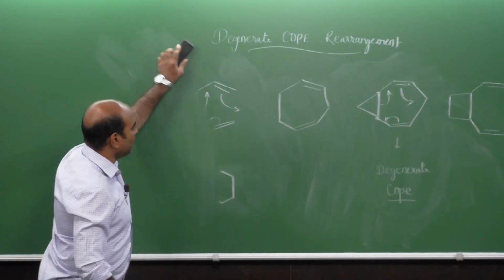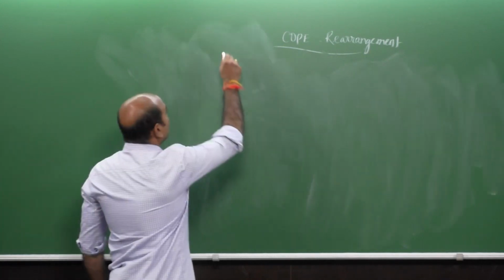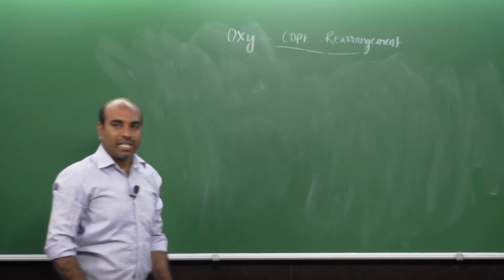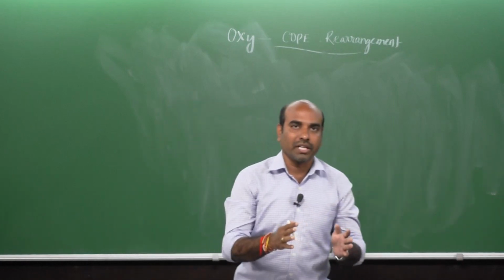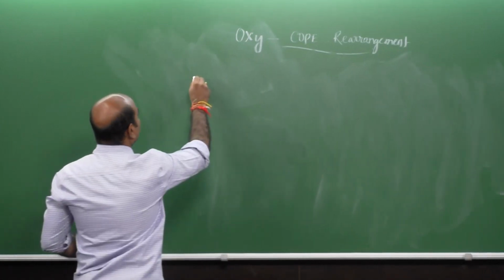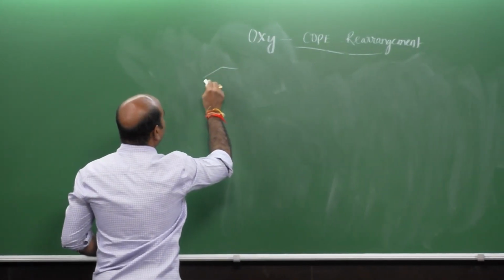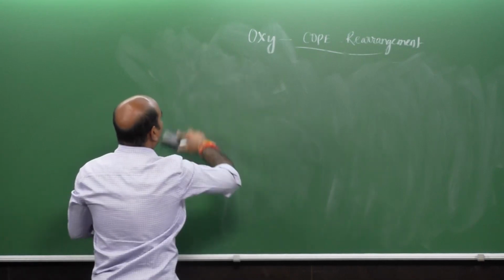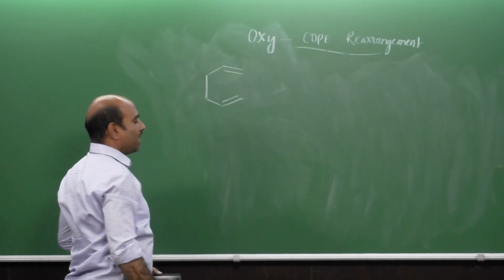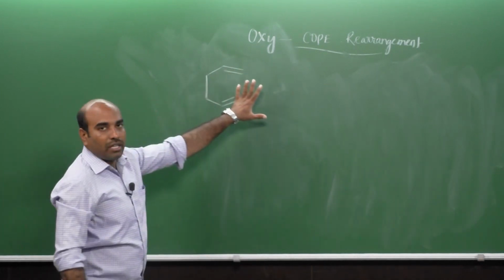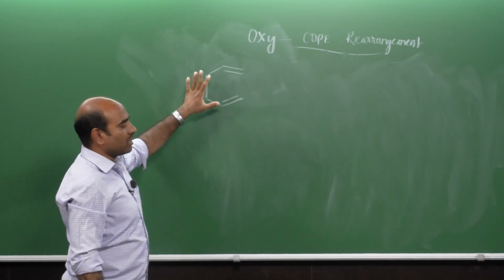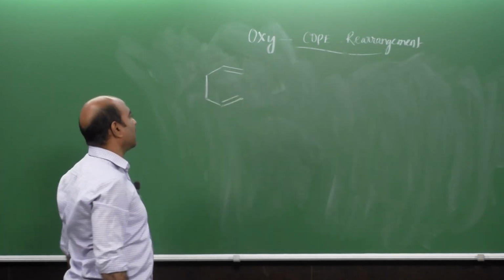Now, let us quickly move to the Oxy-Cope rearrangement. So, what we need to see now is the Oxy-Cope rearrangement. What is the basic difference between a normal Cope rearrangement and an Oxy-Cope rearrangement? An Oxy-Cope rearrangement can be seen in the case of a 1,5-diene. So, this is the typical 1,5-diene which under thermal conditions can give you the Cope rearrangement product, that is, the 3,3 sigmatropic rearrangement will occur here.